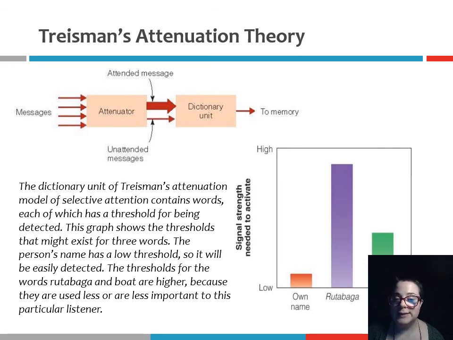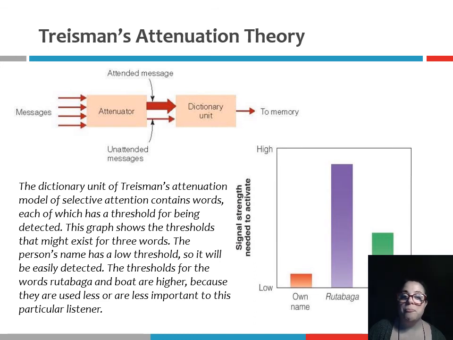This is in contrast to words for objects that we don't really encounter a lot in daily life, such as a rutabaga. For most of us, that's not really personally relevant or something that we would have to be predisposed to detect in our environment. So that's going to have a very high threshold of activation, and we're not really likely to notice it unless it passes through our attended channel at full strength.